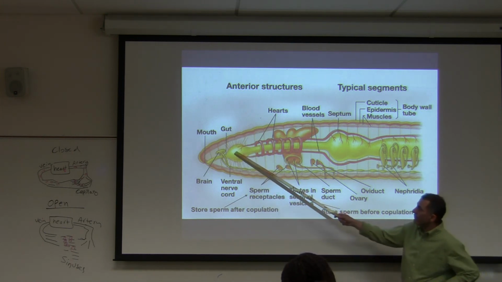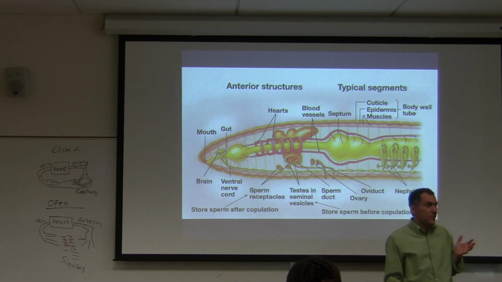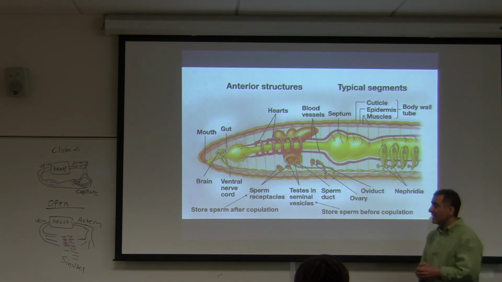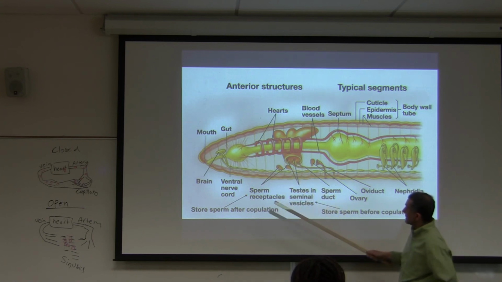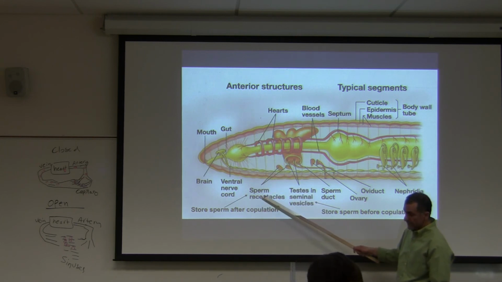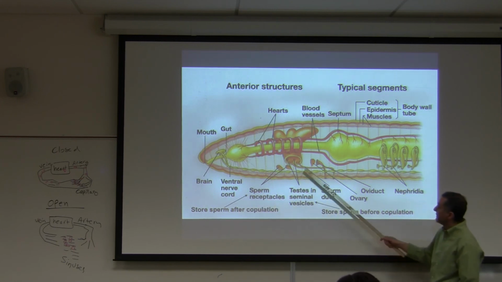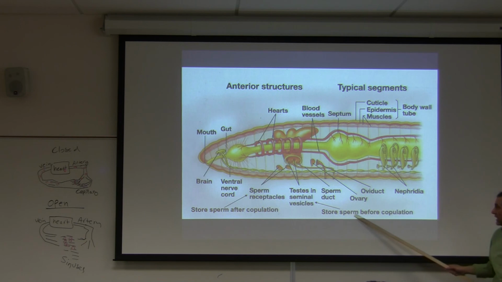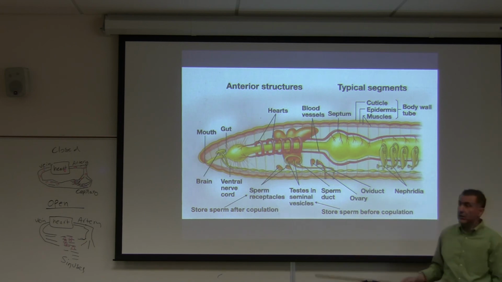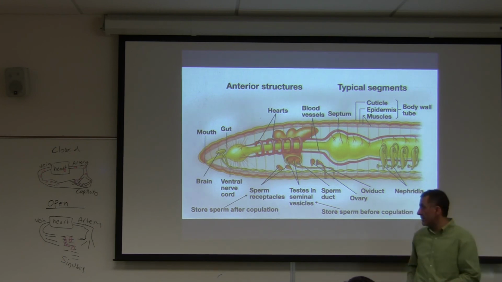Anterior structures, they have a powerful pharynx. They have a brain. They call it a brain. Yeah, it's time to call these things brain. They are more complex. They can sense the environment. They do not have any special sense. But yes, okay, this is great. Sperm receptacles, I call them seminal receptacles, store sperm after copulation, and seminal vesicles, all of these testes in seminal vesicles, store sperm before copulation. They make sperm and store it there. And so that's the difference between seminal receptacles and seminal vesicles.